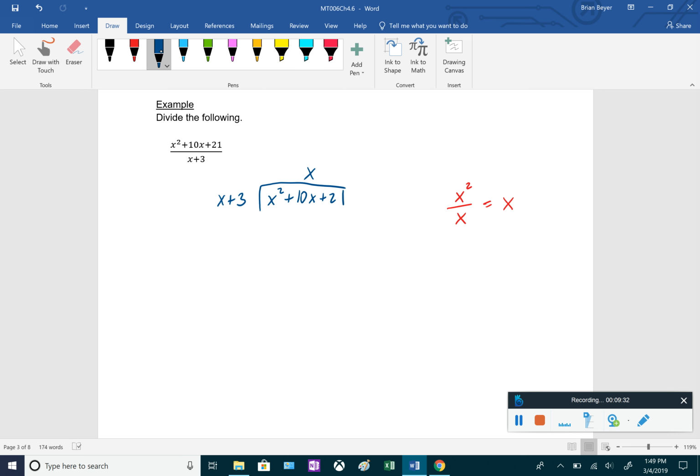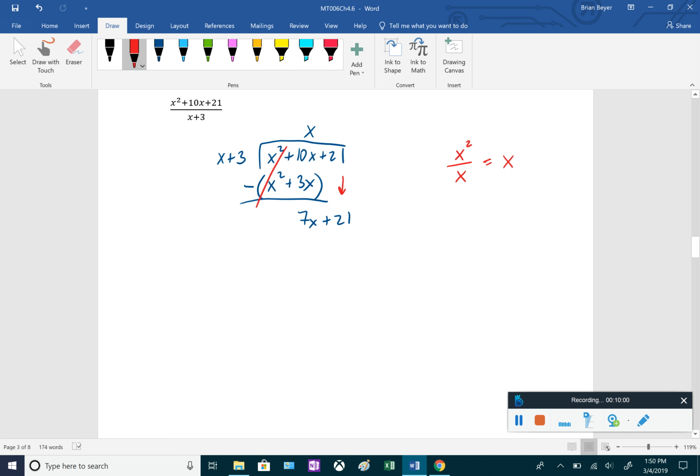Then we multiply the x by the x plus 3. We get x squared plus 3x, and we have to remember that we are subtracting that. So x squared minus x squared, those cancel, which they always will. 10x minus 3x is 7x. We bring down the 21 and we do it again.